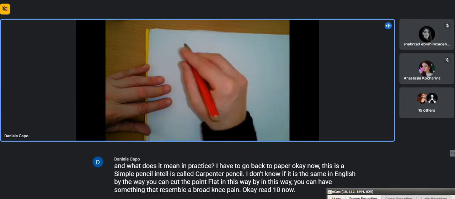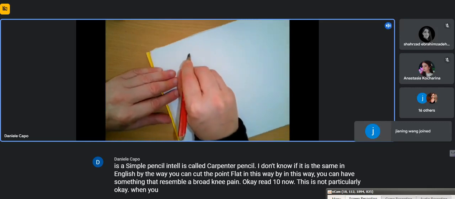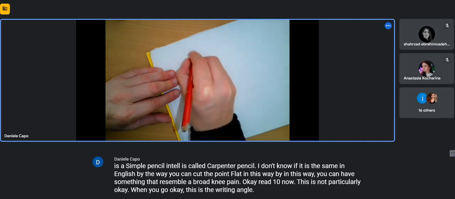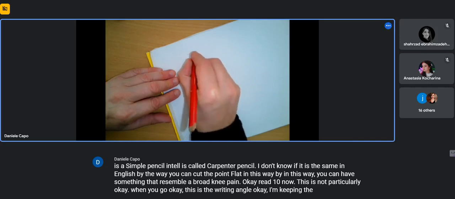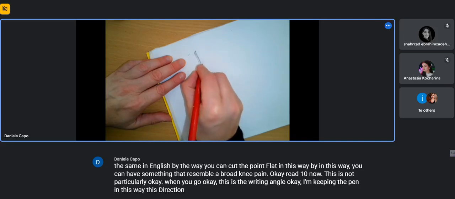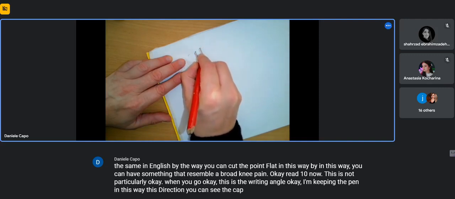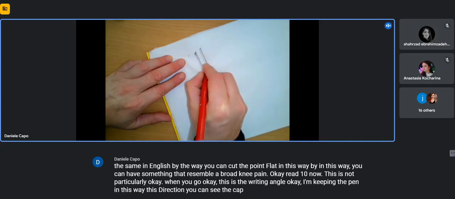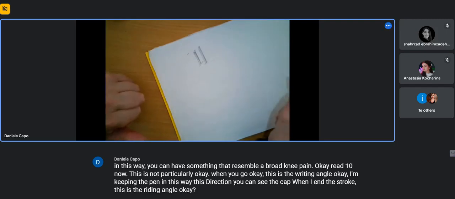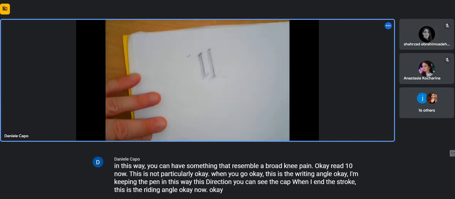Now, this is the writing angle. I'm keeping the pen in this direction. You can see the cut. When I end the stroke, this is the writing angle. Okay?